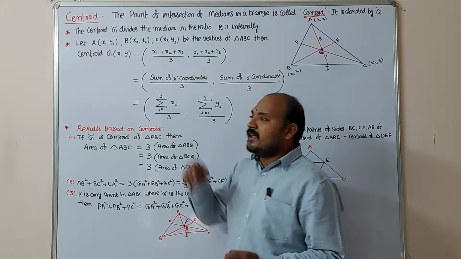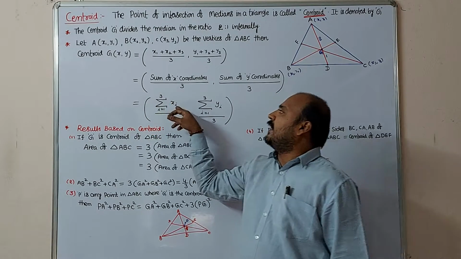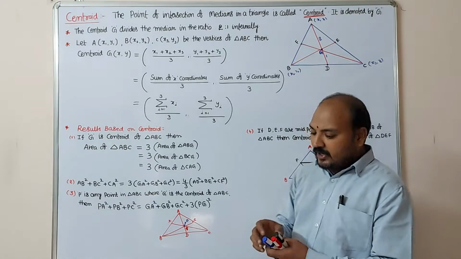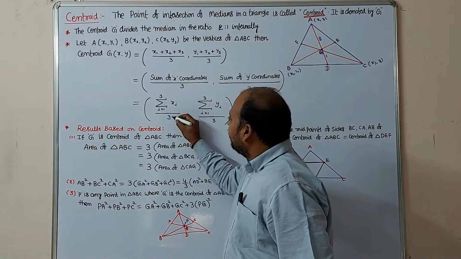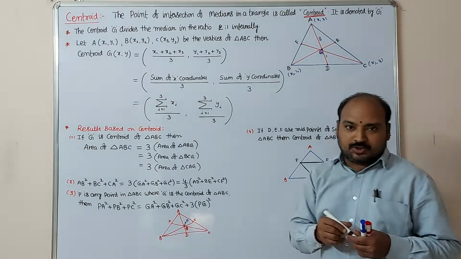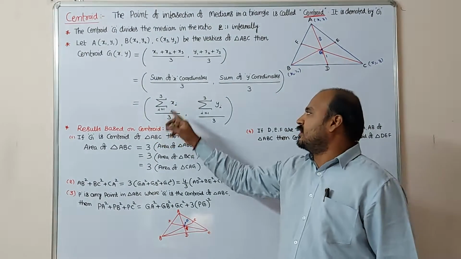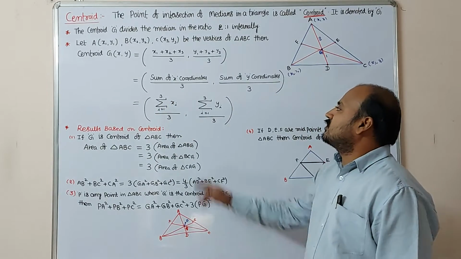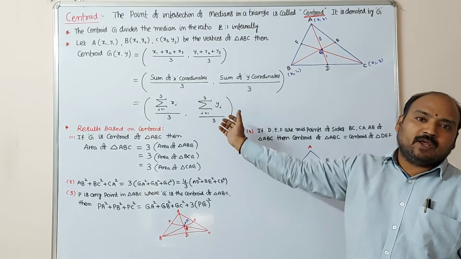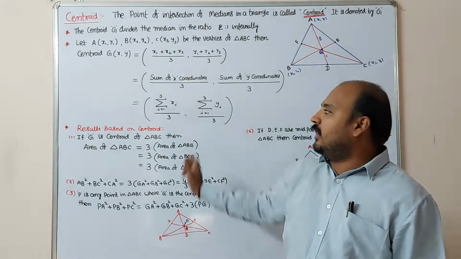Here total 3 are there, no? So sigma i equals 1 to 3 xi by 3: sum of the x coordinates by 3 and sum of the y coordinates by 3. If you substitute i equals 1, it means x1, i equals 2, x2. Sigma represents sum of. So sigma i equals 1 to 3 xi by 3, sigma i equals 1 to 3 yi by 3. This is about the centroid and the formula.